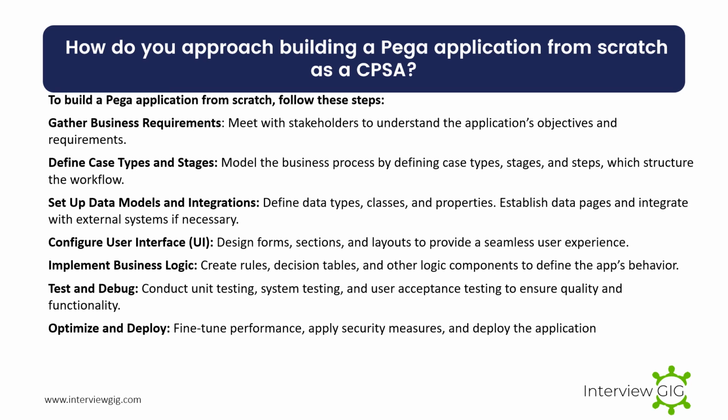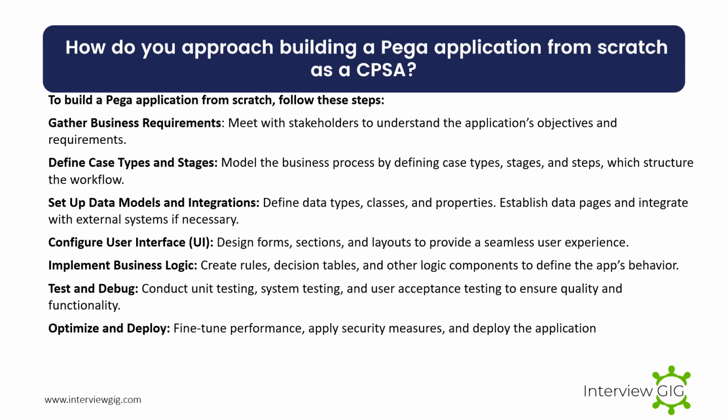How do you approach building a Pega application from scratch as a CPSA? To build a Pega application from scratch, follow these steps. Gather business requirements. Meet with stakeholders to understand the application's objectives and requirements. Define case types and stages. Model the business process by defining case types, stages, and steps which structure the workflow. Set up data models and integrations.